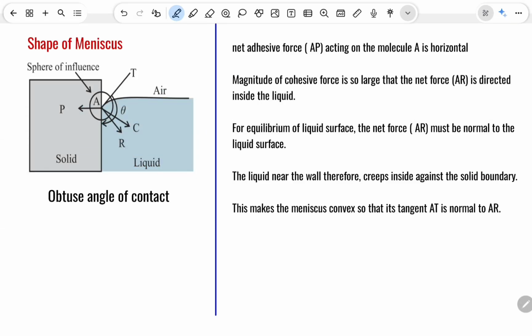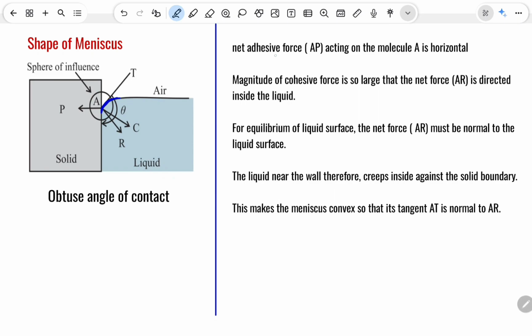Okay, so we just saw the formation of concave meniscus by understanding the relation between the adhesive force AP and the cohesive force AC. Now, let us understand the formation of convex meniscus. So, in convex meniscus, the liquid is curved upwards like this. Now, since the adhesive force was greater in the formation of concave meniscus, here in the formation of convex meniscus, the adhesive force is smaller than the cohesive force.